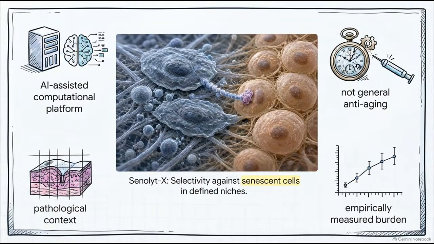Then we have Senolytic X, which targets senescent or zombie cells. But the author puts a really strict limitation on this. This program is entirely restricted to defined pathological contexts where that senescent burden can be explicitly and empirically measured. So to be clear, it is not some general anti-aging or longevity intervention. It's a targeted response to measurable cellular stress.